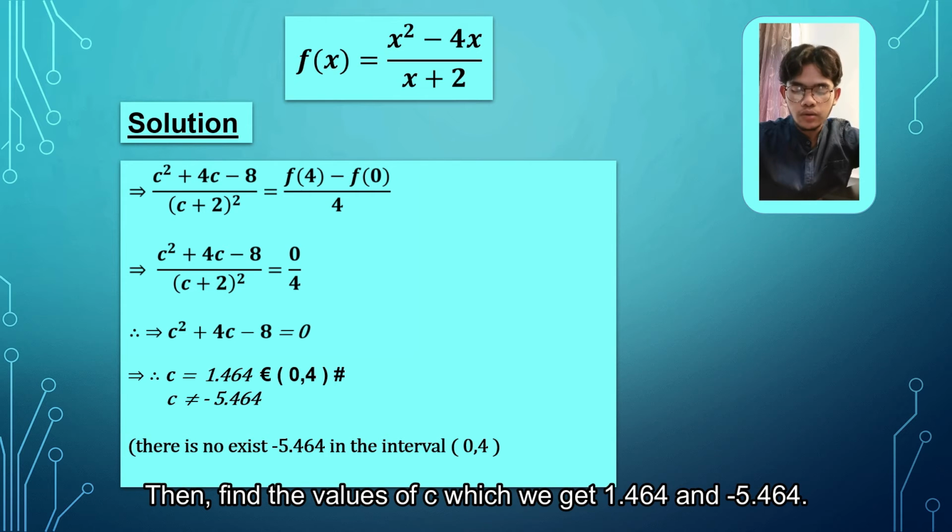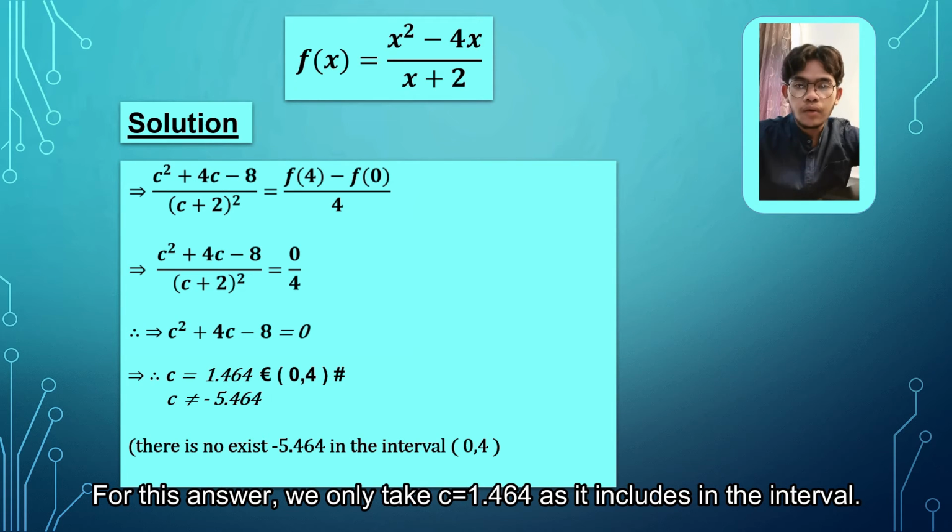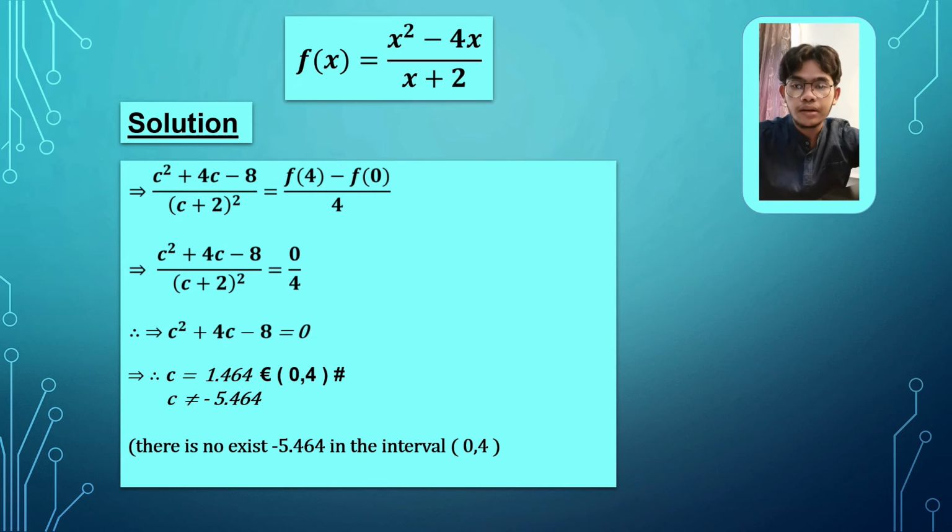Then, find the values of c, which we get 1.464 and negative 5.465. For this answer, we only take c equals 1.464 as it is included in the interval.